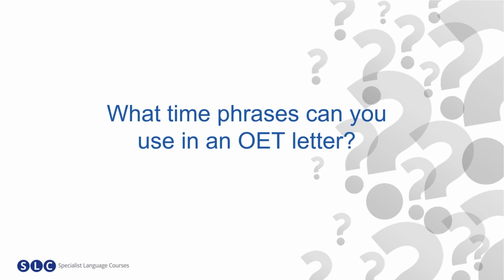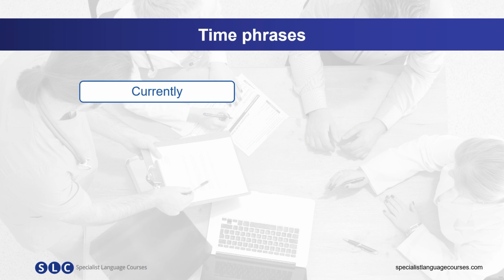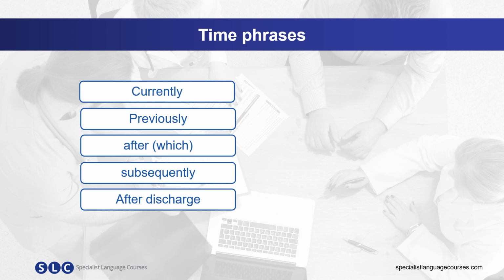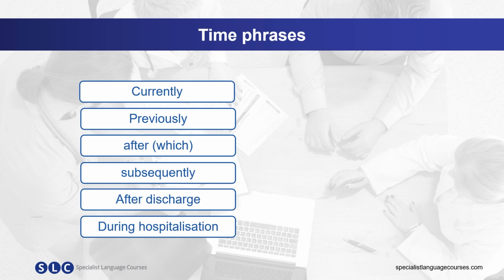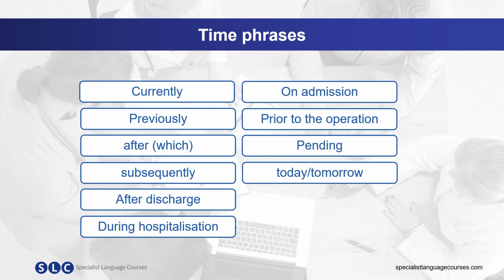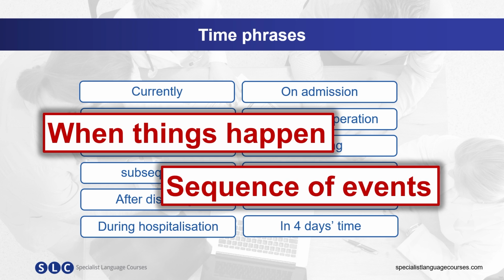Here are some commonly used time phrases for OET writing. Currently, previously, after which, subsequently, after discharge, during hospitalization, on admission, prior to the operation, pending, today, tomorrow, on the 4th of February, in 4 days' time. Time phrases tell us when things happen or the sequence of events.